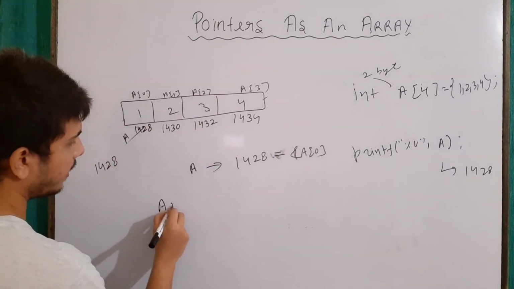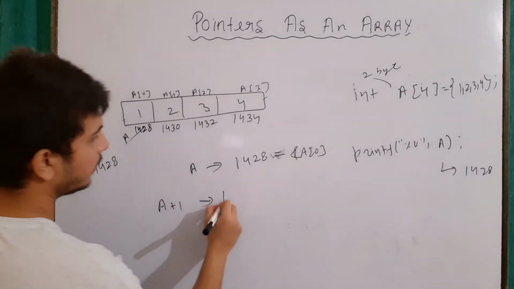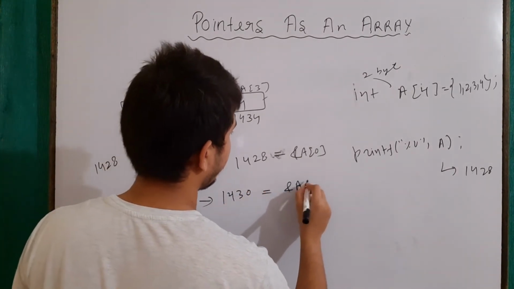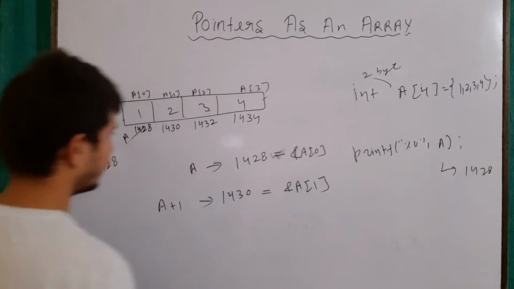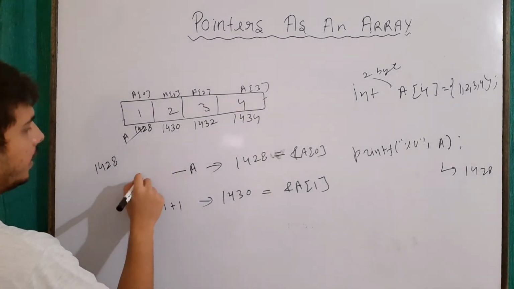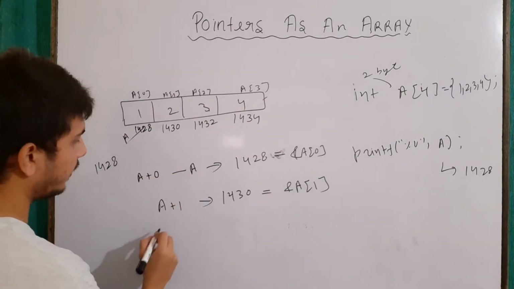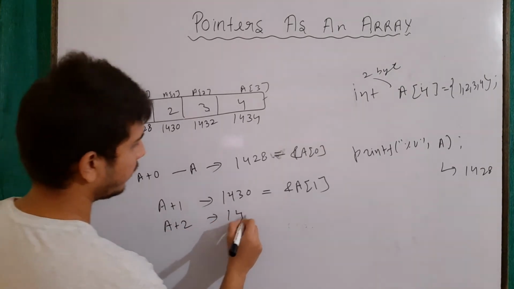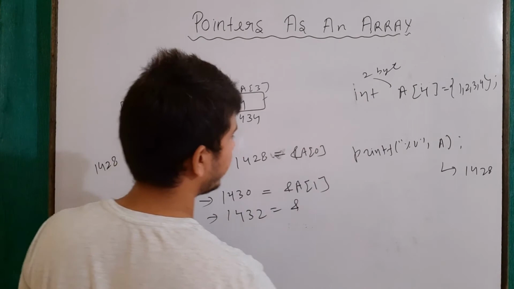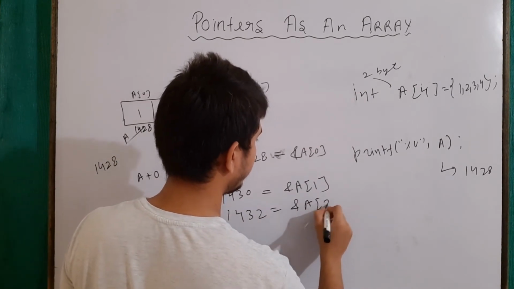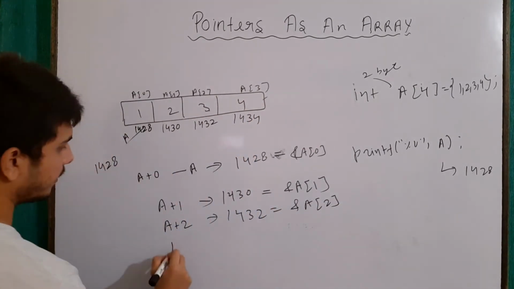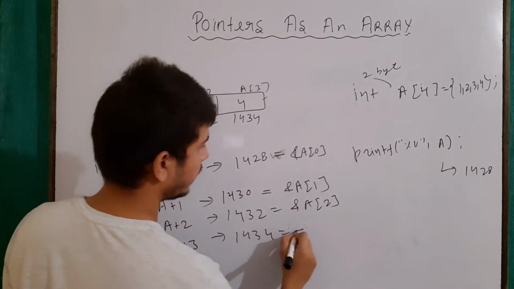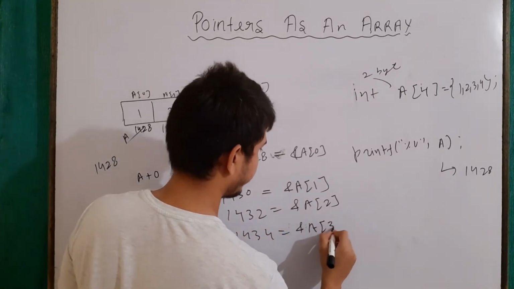Similarly, if I do a plus 1, then it will give me 1430, which is similar to &a[1]. Or I can also write a plus 0, no problem in that. Same like this, if I do a plus 2, it will give me 1432, which is equivalent to &a[2]. And for the last, a plus 3 will be 1434, which is equivalent to &a[3].